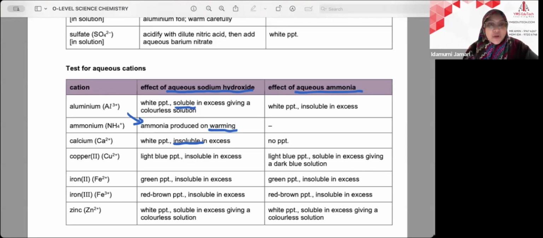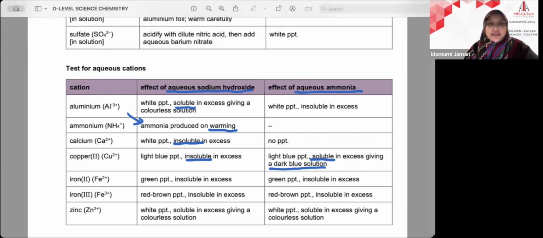Next, copper 2 ion. Copper 2 ion will produce light blue precipitate with both aqueous sodium hydroxide and aqueous ammonia. In excess aqueous sodium hydroxide, the copper 2 hydroxide light blue precipitate will be insoluble, but in excess aqueous ammonia, the light blue precipitate will be soluble to produce a dark blue solution.